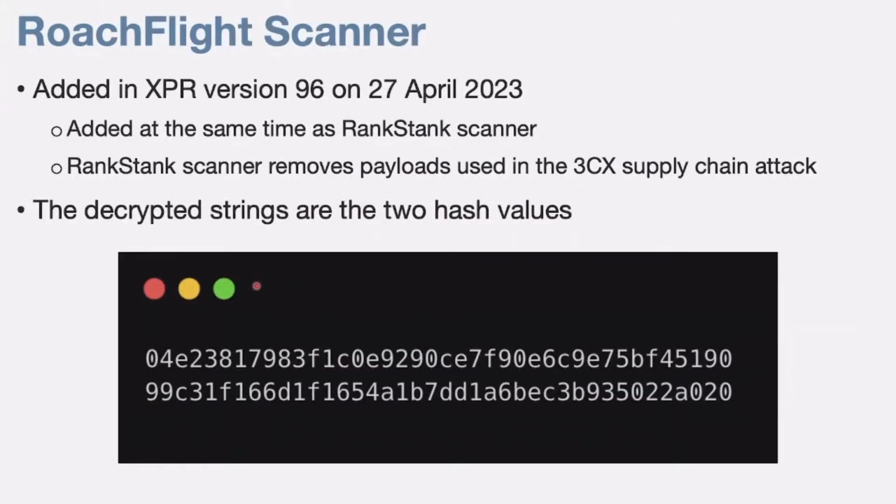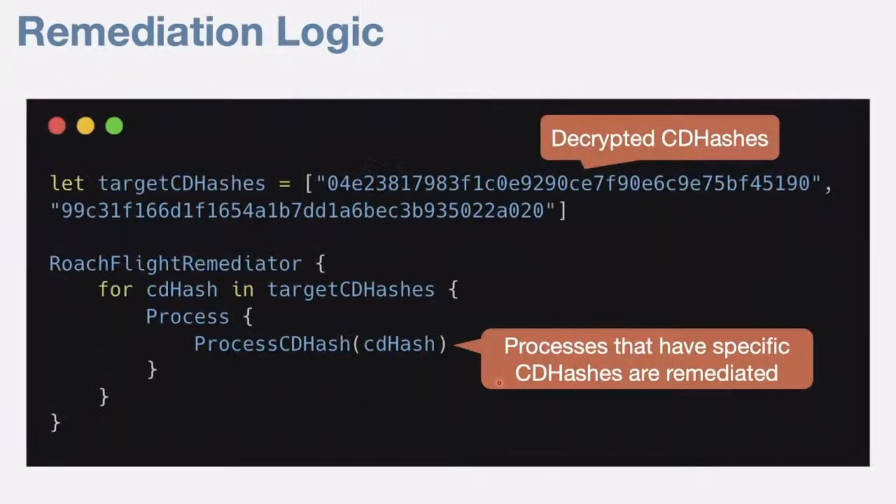Let's start with the Load Flight scanner, which was introduced at the same time as the Rank Stack scanner. Rank Stack scanner is designed to remove the payloads using the 3CX supply chain attack. As for Load Flight scanner, its decrypted strings are just two hash values. And what are these useful for? Here's the remediation logic described using Remediation Builder DSL. As we can see, these two hash values are CD hashes. And this scanner is designed to kill the processes with those specific CD hashes.